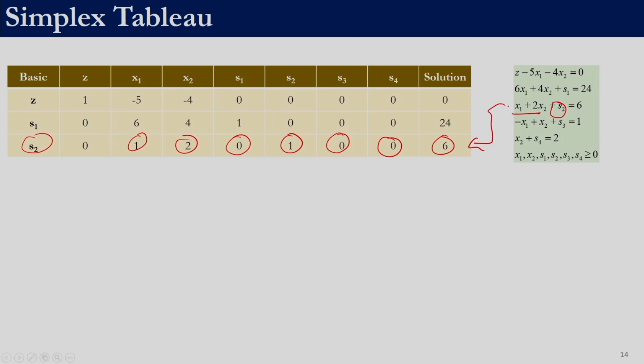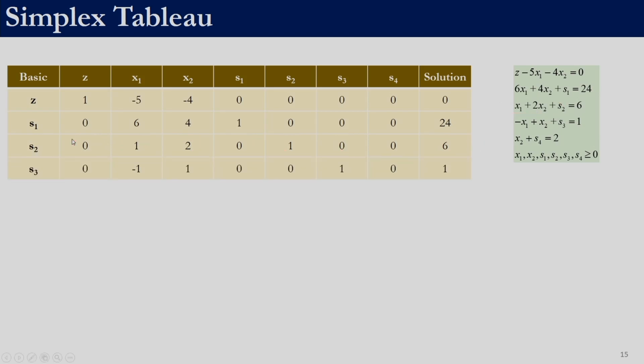It does not involve z, so we have a coefficient of 0. Similarly, we write for the next equation. Here z is not involved, so the coefficient of z is 0, s3 is the slack variable over here, that is the basic variable, and the coefficients of x1 and x2 are minus 1 and 1. The equation does not involve s1, s2 or s4, so their coefficients are 0. It involves s3, so its coefficient is 1 and the right hand side value is 1 over here.